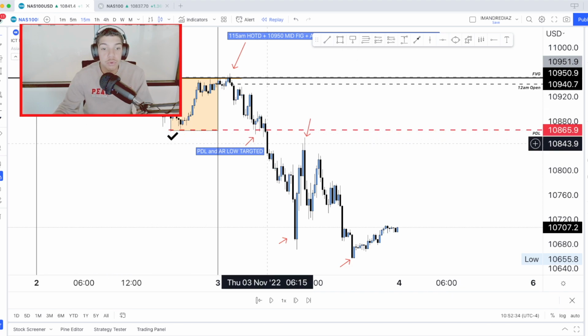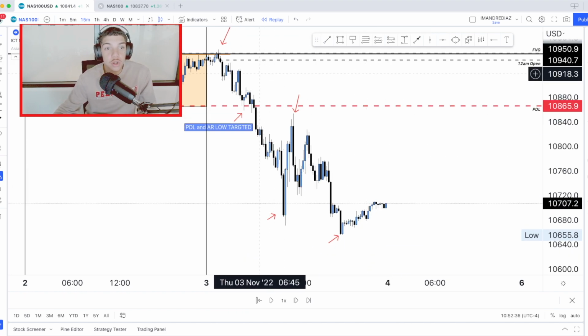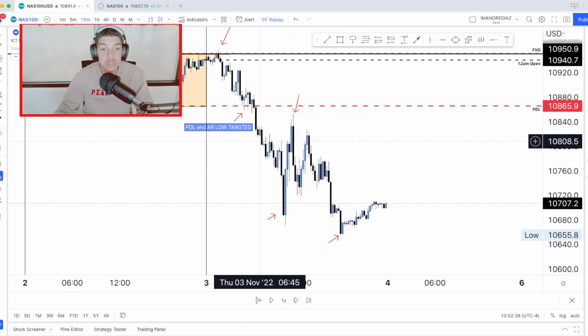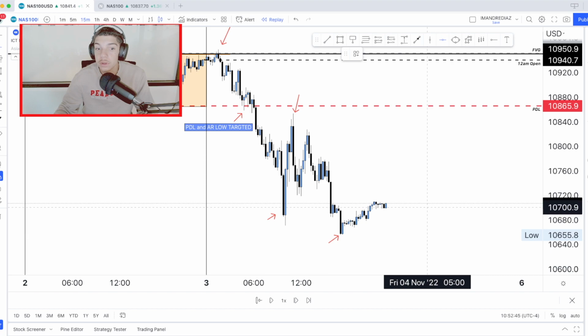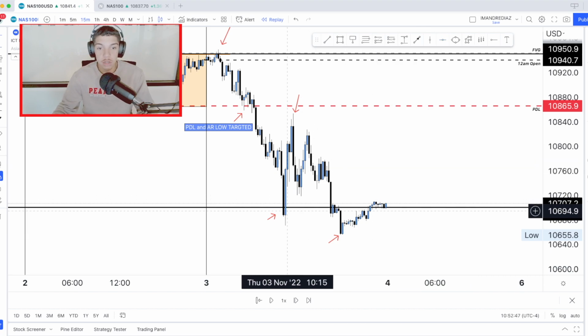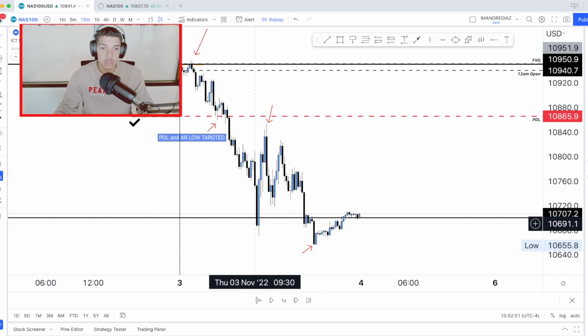Went higher. Boom. Had another drop off. So this is all from the same London session move. Price just continued to drop off all the way until we got to around the 700 level down here. So we made this low. I'm not even going to annotate this low, matter of fact, but we ended up making this low at 9:30 in the morning. From here, we had a push.